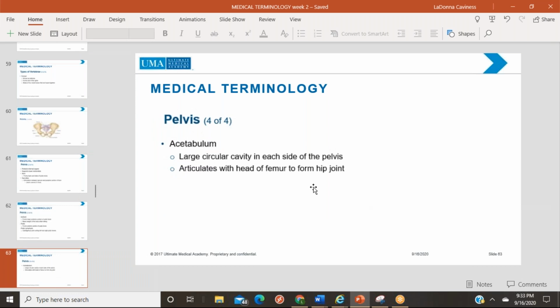All right, the acetabulum, it's the large circular cavity on each side of the pelvis. It articulates with the head of the femur to form the hip joint.